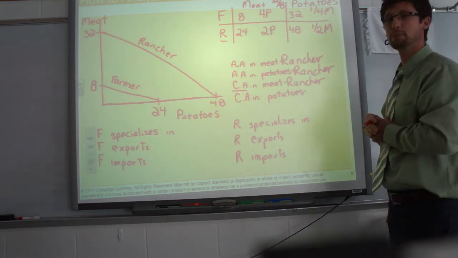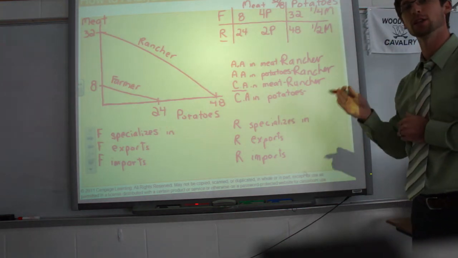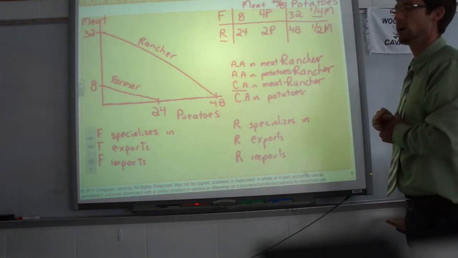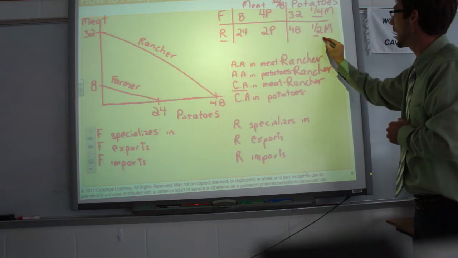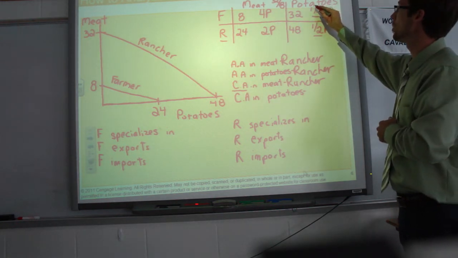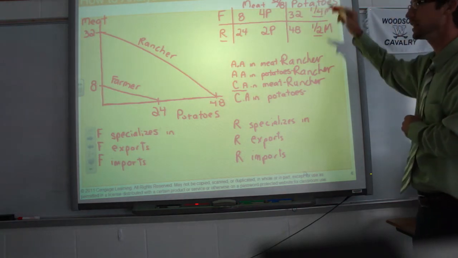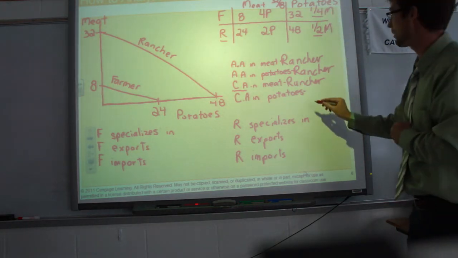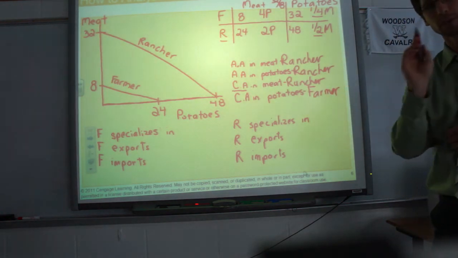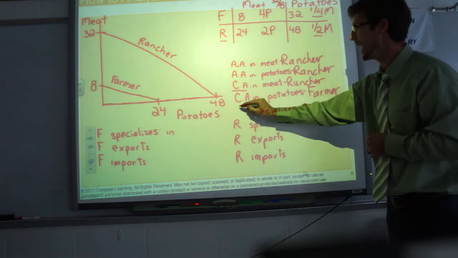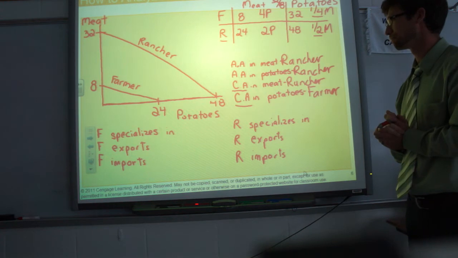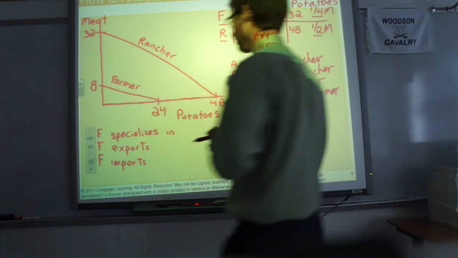So, who has the comparative advantage in potato production? It's who has a lower opportunity cost. I look up here and I see 1/4 of an ounce of meat and 1/2 an ounce of meat. It appears that the farmer, when they make potatoes, gives up less in terms of meat. Therefore, the farmer has a comparative advantage in potatoes. Important understanding: you cannot have a comparative advantage in both. It is impossible.